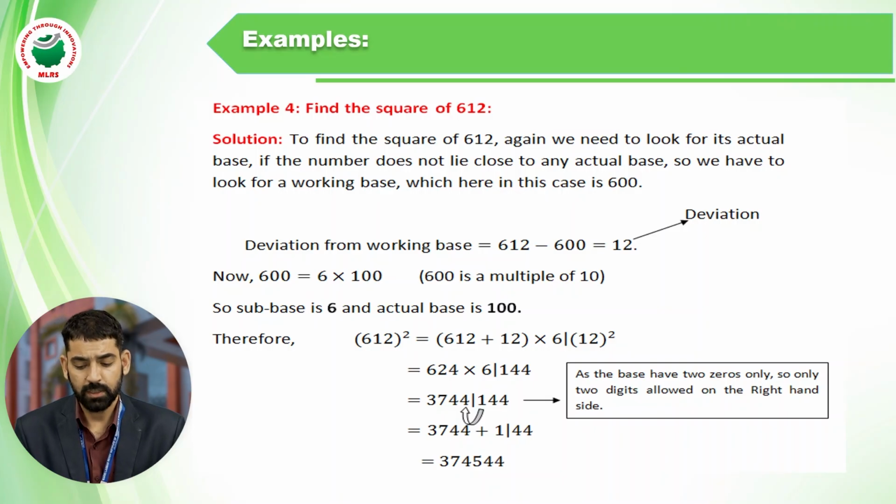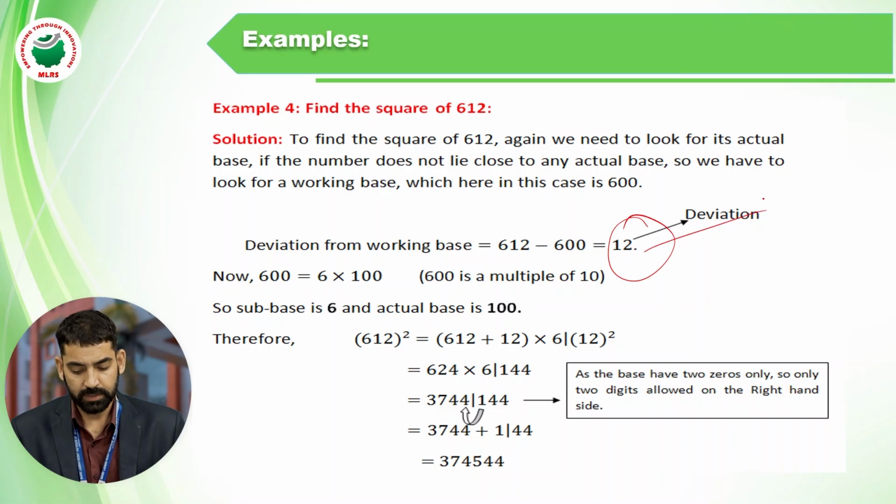So for this case, we will look for a working base instead of looking for an actual base. When we look for a working base, here in this case, 612 lies close to the working base 600, which is a multiple of 10. You should always remember that the working base should be a multiple of 10, which is the foundation of this case too, using the Avadunam Taraduni Kriti Vargena Yojayat. Again, it lies close to the base 600, so we set the deviation 612 minus 600, that is 12. So the deviation in this case is positive.